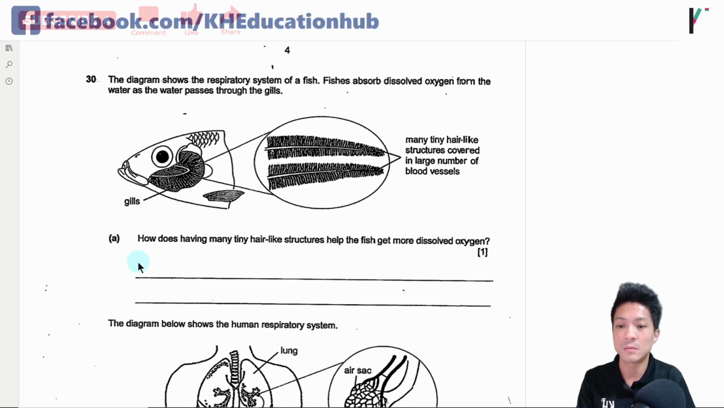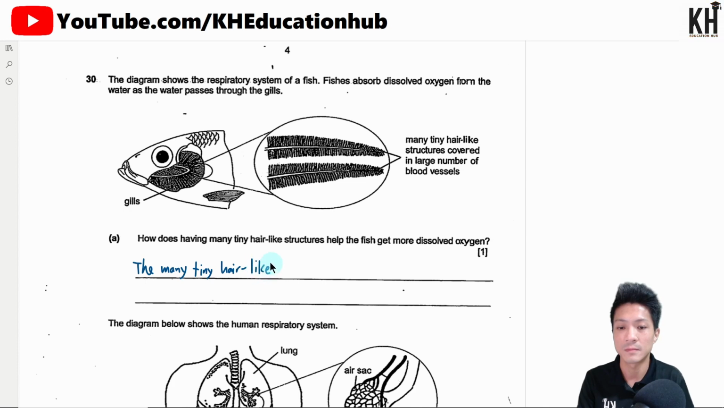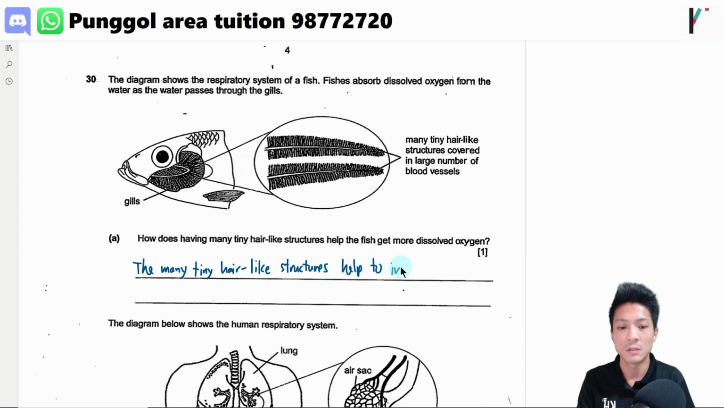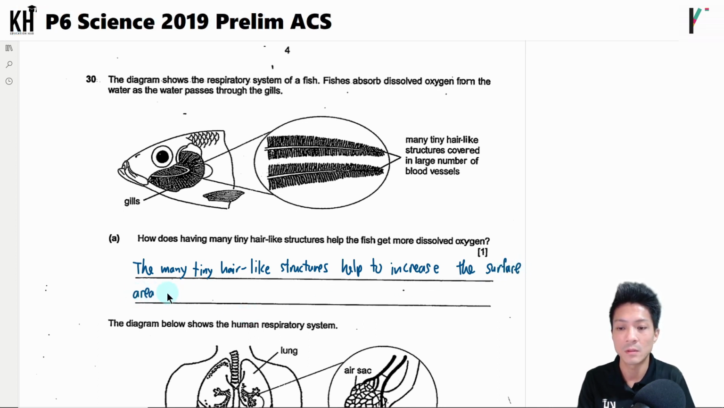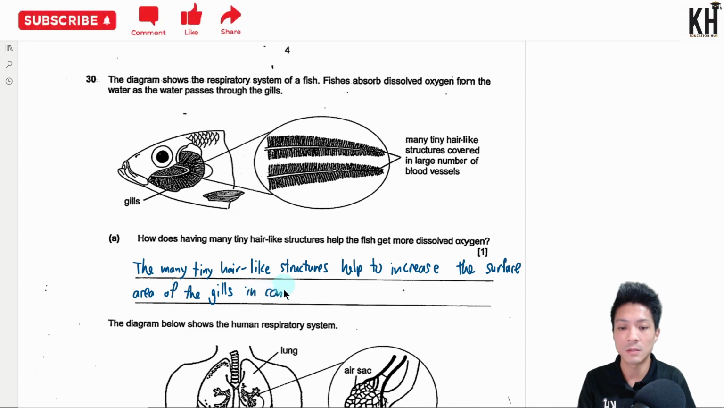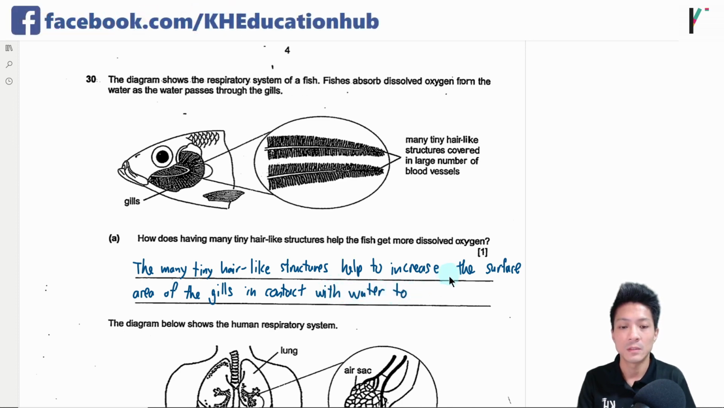Okay, so I'm going to start off with the many tiny hair-like structures help to increase the surface area of the gills in contact with water to trap more dissolved oxygen.